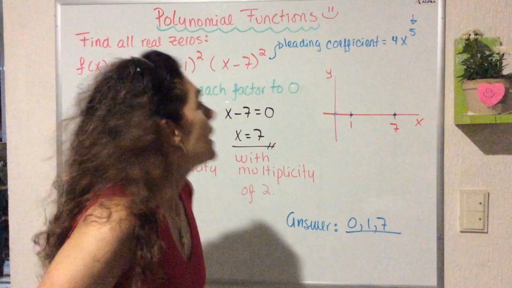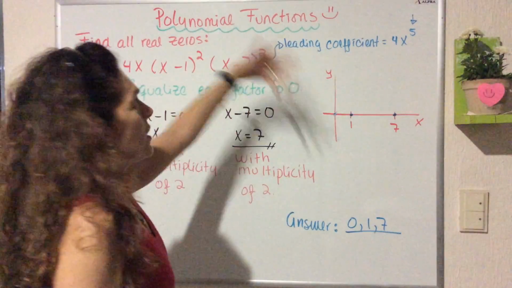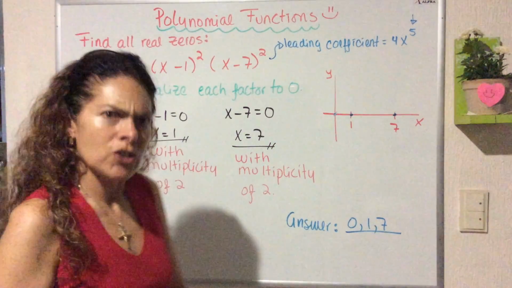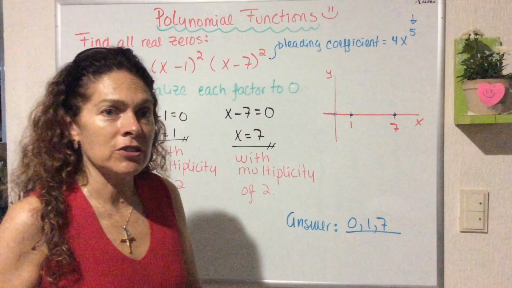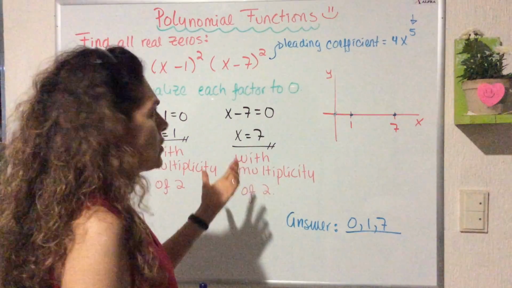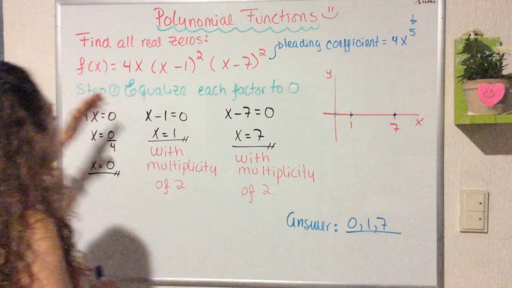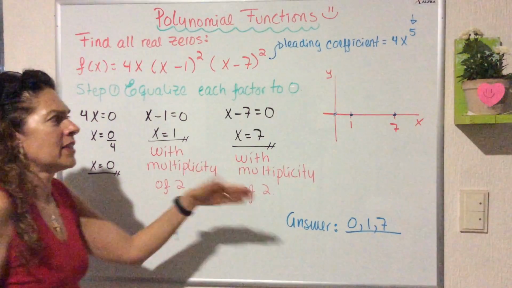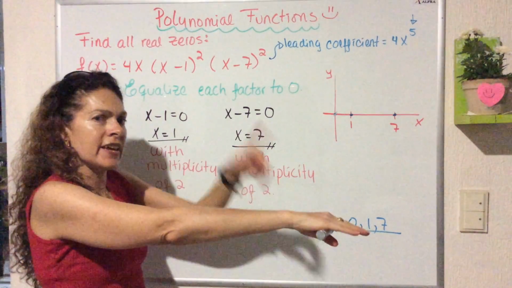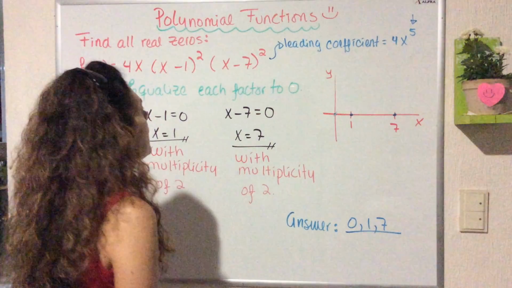Hi dear students, today we are going to start studying polynomial functions. So I beg for your attention because this is the first time that we are going to start studying this topic. Now look, we have to find all real zeros, and remember that the zeros are the intersections of the graph and the x-axis, okay?